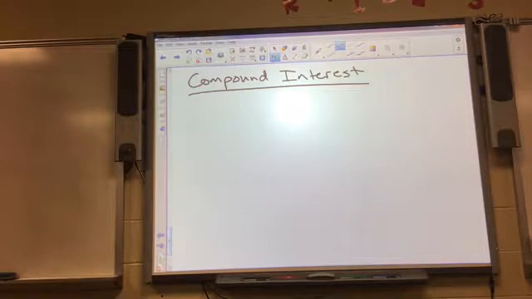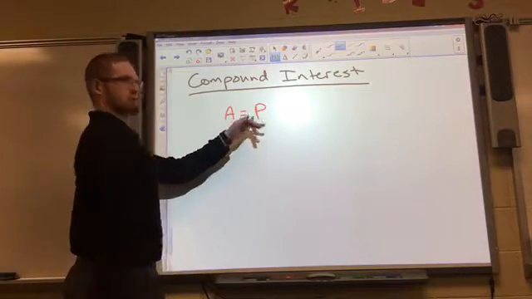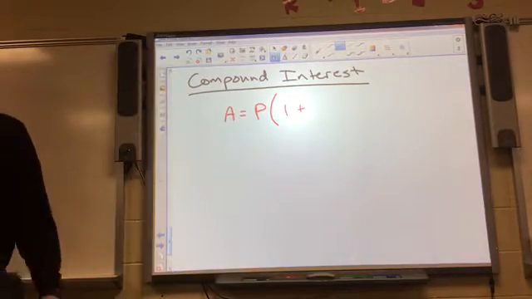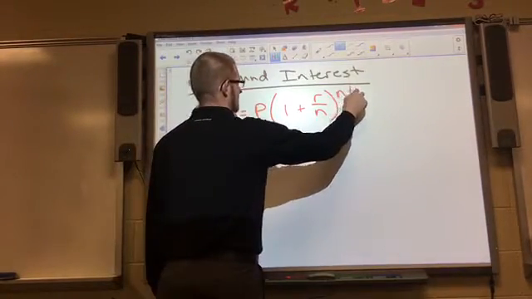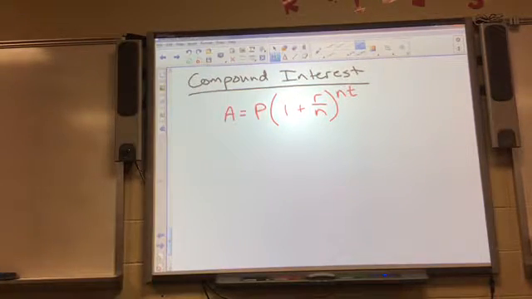Some of you might have used this already with Mrs. Dorrit. Okay. So your compound interest is interest paid on your initial investment or your principal, and on previously earned interest. Okay, so your equation is A equals P, which is going to be your principal, times 1 plus R over N, to the NT. Okay, and we'll go over all these labels here in a second.